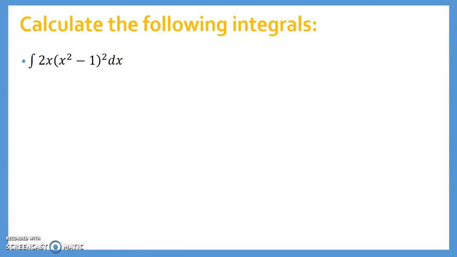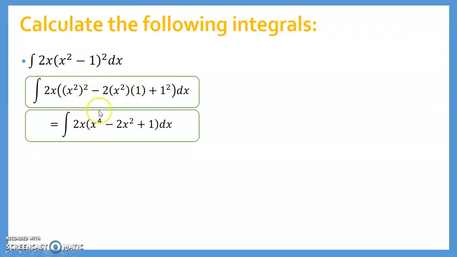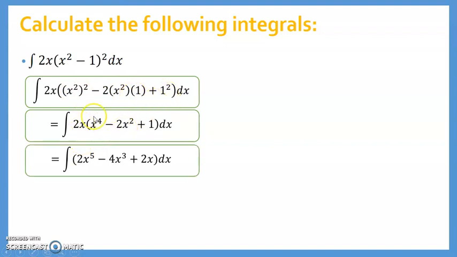Maybe changing its form? Let's try. In order to change the form of this integral, the only way is to start by expanding. So let's use the identity to expand this x squared minus 1 all squared. So using the identity, it'll be the first term squared minus 2 into the first term times the second term plus the second term squared. Then this will be x power 4, this will be minus 2x squared, and this will be 1. Now expand again, you will get 2x power 5 minus 4x power 3 plus 2x.